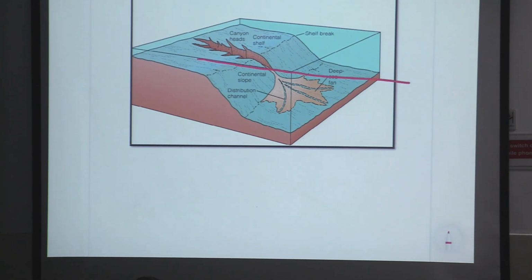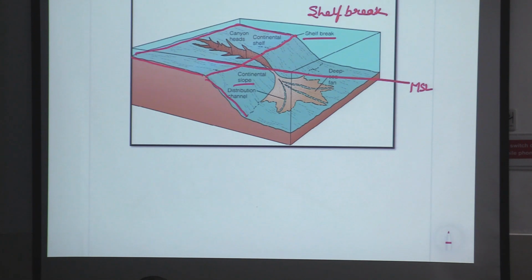So shoreline is not shown, so just don't be confused. And right here is your shelf break. That means we are on submarine location and this part is my continental shelf. And this part by default becomes continental slope, which is labeled here.